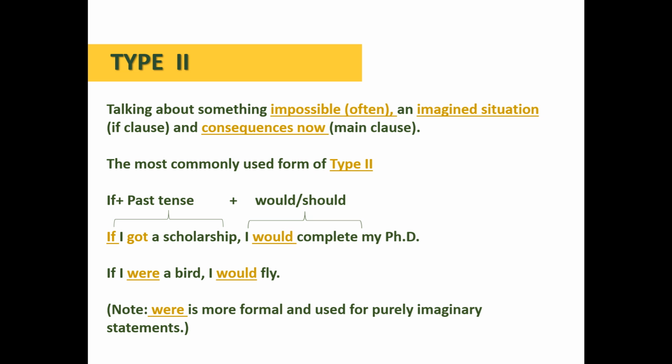So here were is used instead of was. Why? Because to give it a more formal touch and to make it more imaginary, right? So if I were a bird, I would fly.